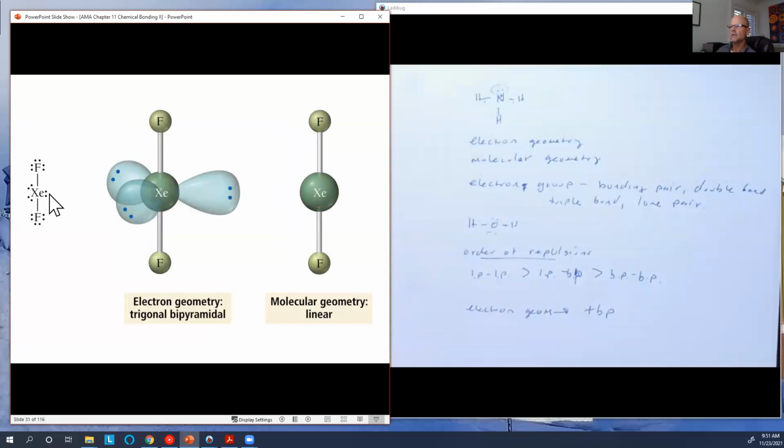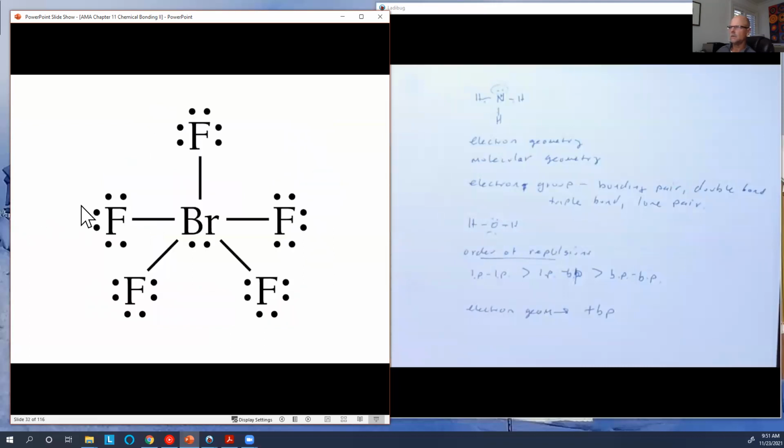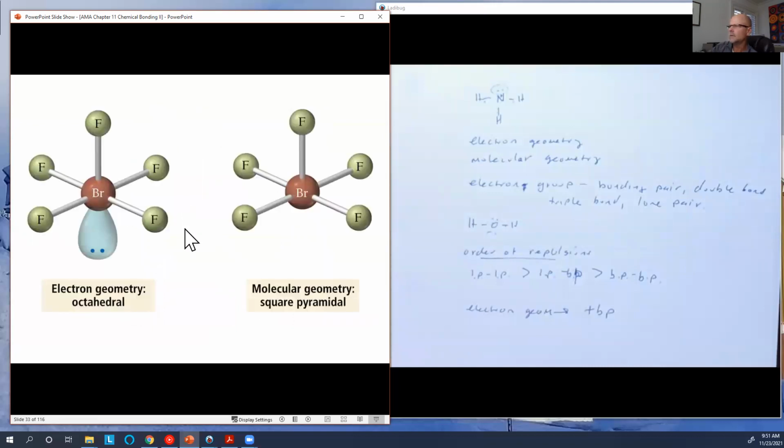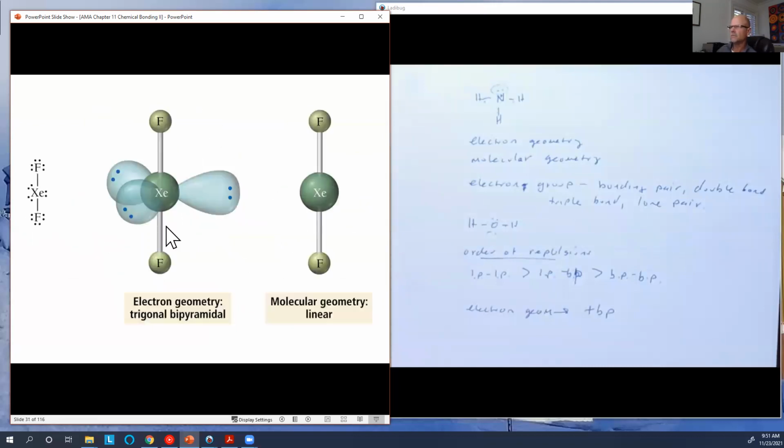All right. You could also have 5 electron groups with 3 lone pairs, like in xenon difluoride here, right? 5 electron groups, 1, 2, 3, 4, 5, right? So again, trigonal bipyramidal electron geometry. Where are the lone pairs going to go? Again, in this case, they minimize their repulsions with everything else at the equatorial positions. Okay, so the molecule ends up being linear.